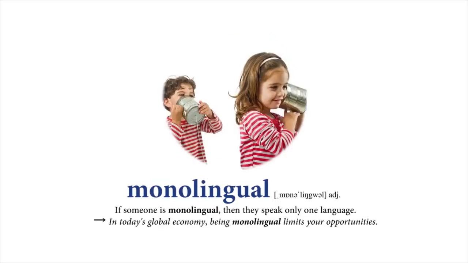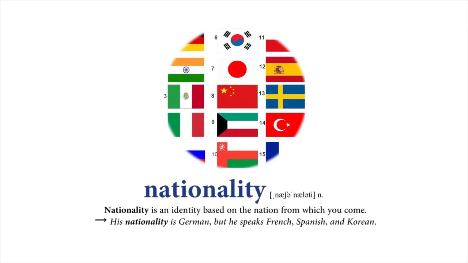Monolingual. If someone is monolingual, then they speak only one language. In today's global economy, being monolingual limits your opportunities. Nationality. Nationality is an identity based on the nation from which you come. His nationality is German, but he speaks French, Spanish, and Korean.